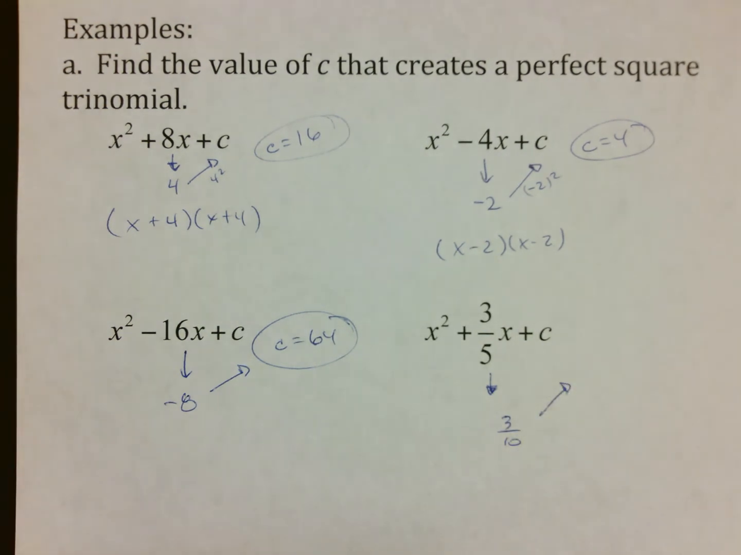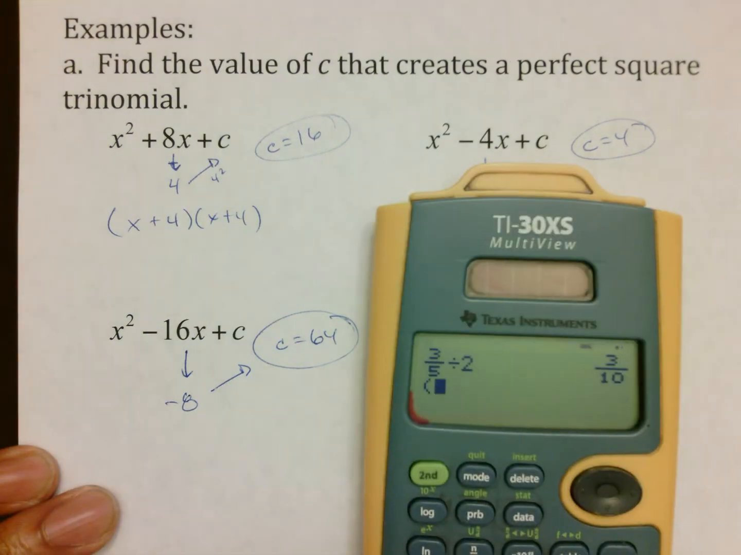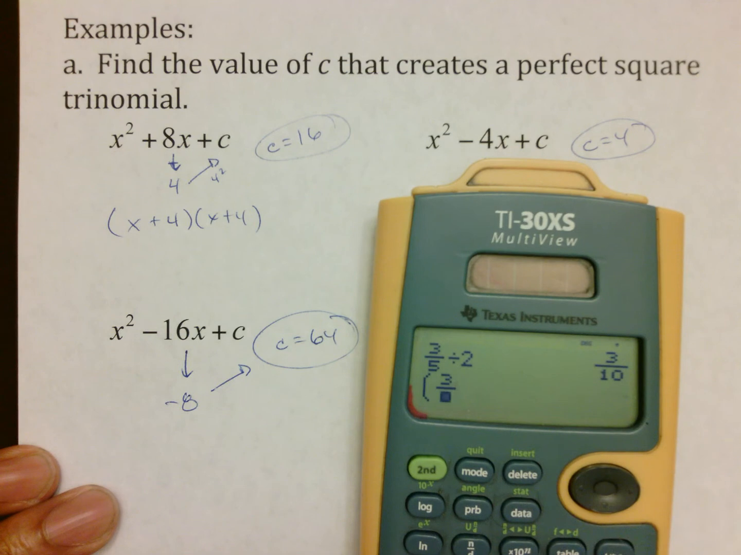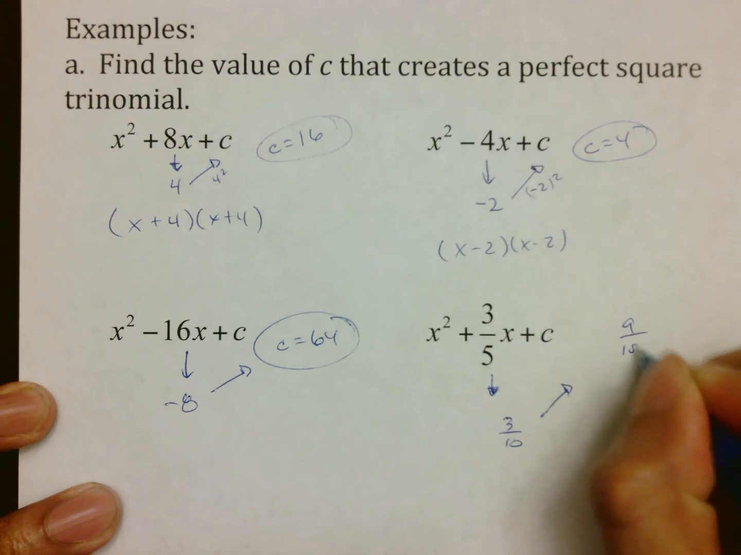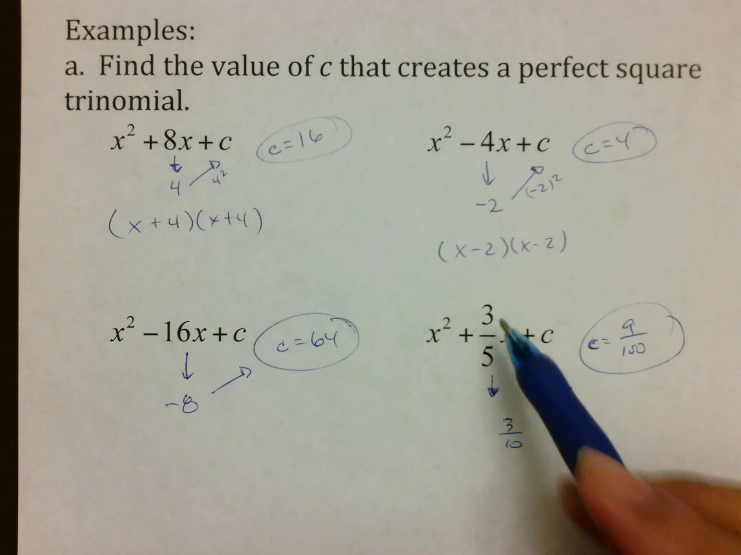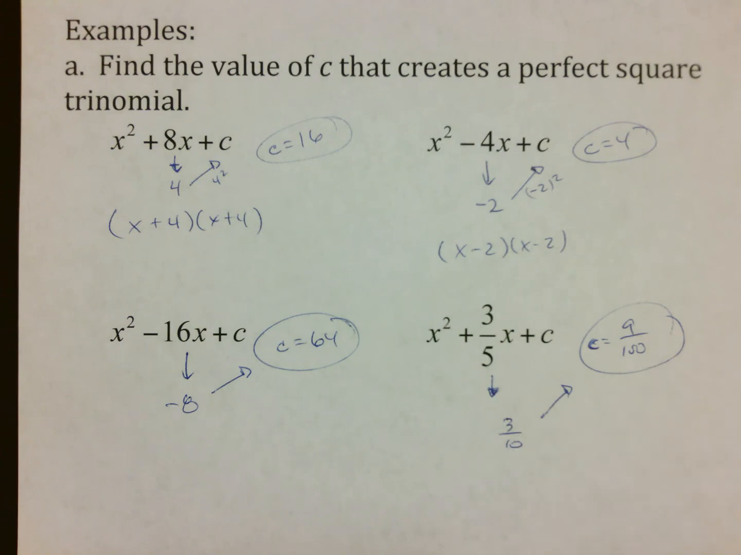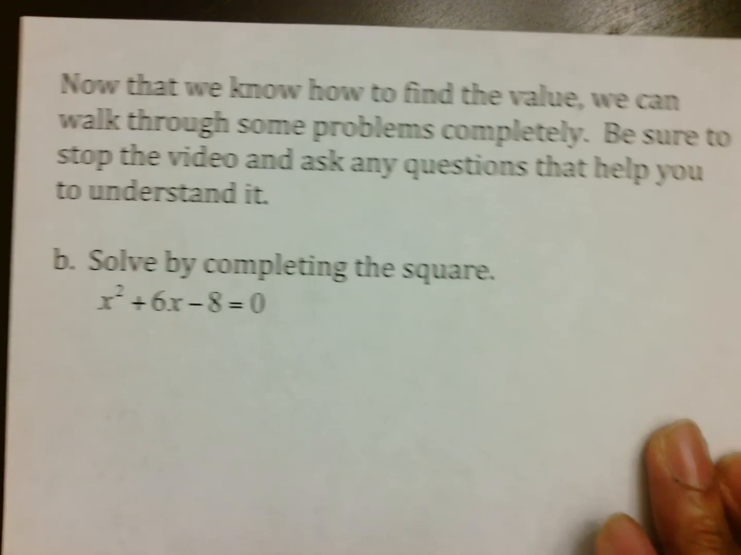And then you want to take 3/10 and square it. Now again, with number sense, you pretty much square the top and square the bottom. But if you don't know that, you could just simply take 3/10 and square it and see that your answer is 9/100. But again, the process itself is the same. Take the number, cut it in half, take that number, square it, and that is what gives you the perfect square for that. Alright? So now that we know how to find the value, we can actually look at what we do to solve something completely.